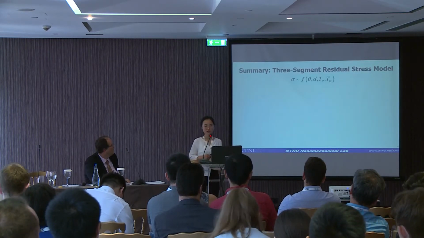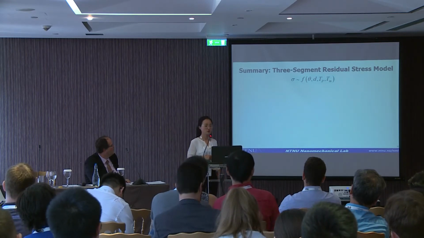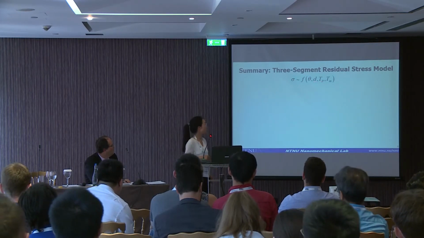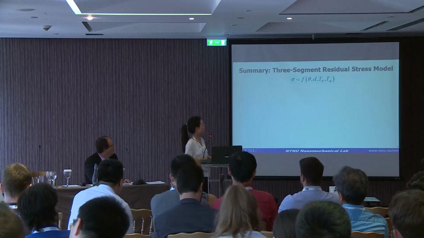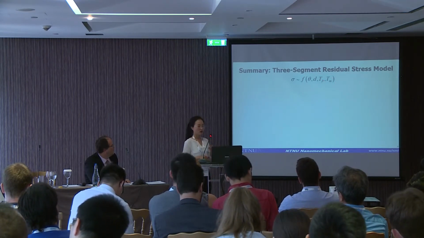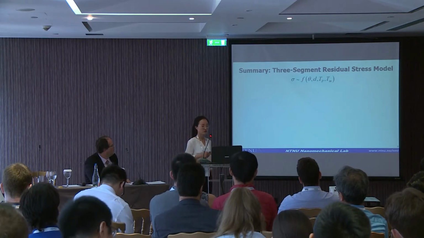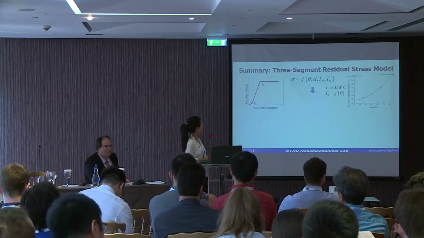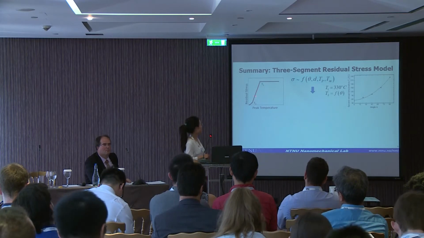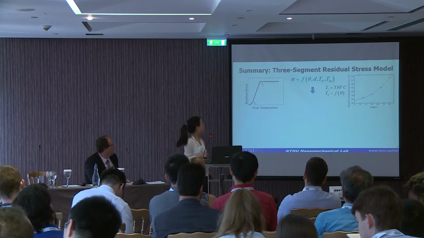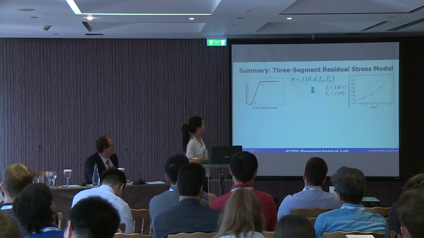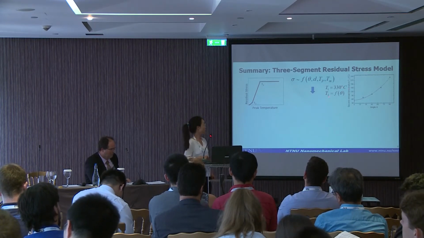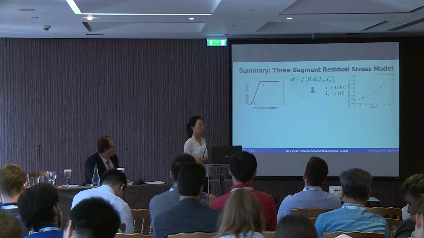So now let me give you a summary of the three-segment residual stress model. First, based on analysis, we know that residual stress is related to the position of the node, the maximum temperature the node experienced, and the maximum temperature of the whole model. But we don't know what its function is. Now, the three-segment model was proposed. Based on this model, we can calculate the residual stress from T1, T2, and the peak temperature. T1 is constant, equal to 330 degrees. And T2 is a function of the angle.